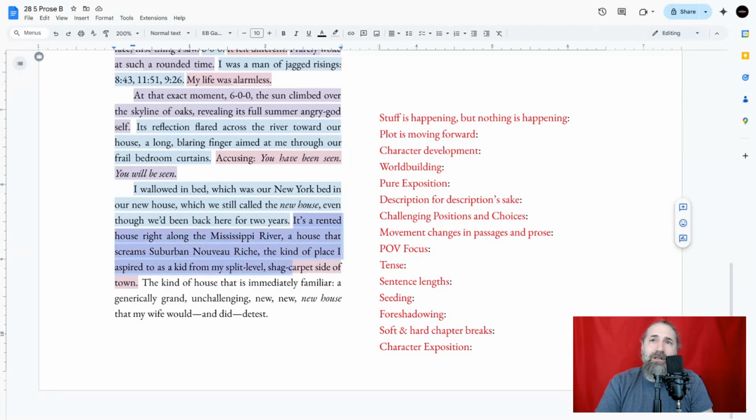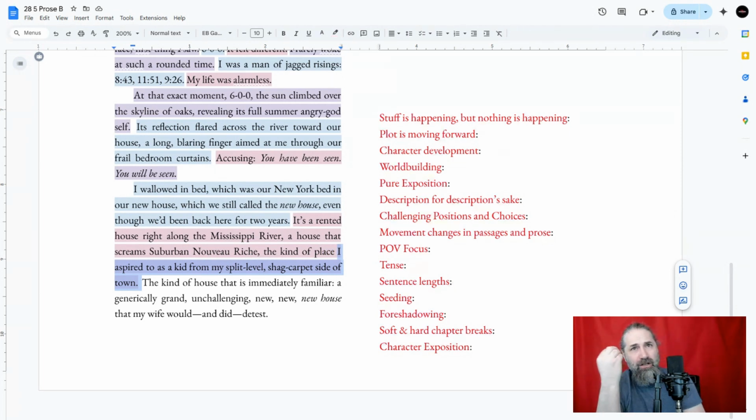It's definitely world building and it's character. All right. So it's all three. And the reason is why? Well, because this and this creates the world. It defines the world. We are in the real world. Okay. "I aspire to as a kid." This is a representation of a position. The position is they aspired to be in a place like this as a kid from their history of split level, shag carpet side of town, more character development. Okay. All right.